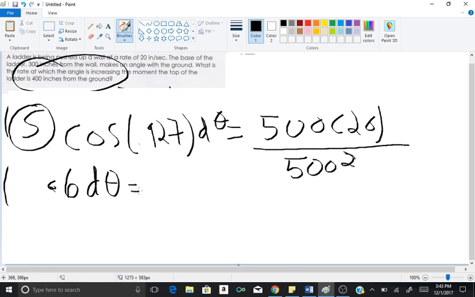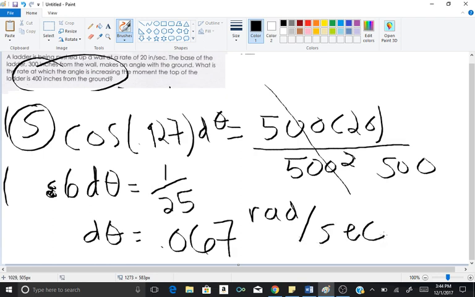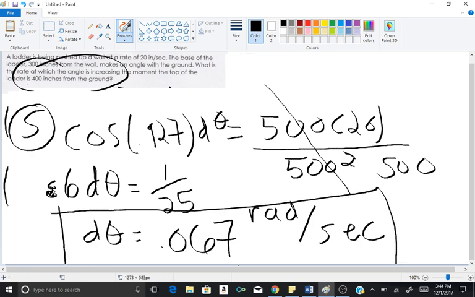So we can actually cancel out one of those 500s because everything's multiplied. So this is going to become 20 over 500, which simplifies to, let's see, 1 over 25, I believe. So we got 0.6 d theta equals 1 over 25. And when you divide 1 divided by 25 divided by 0.6, you get d theta equals 0.067. And we need a unit, and when we're dealing with angles, the unit is going to be radians, and then in this case it was seconds. So radians per second. So we have solved for d theta. That is our answer.